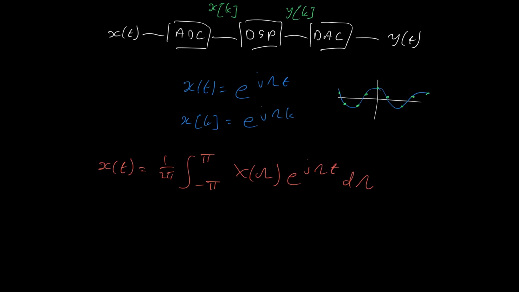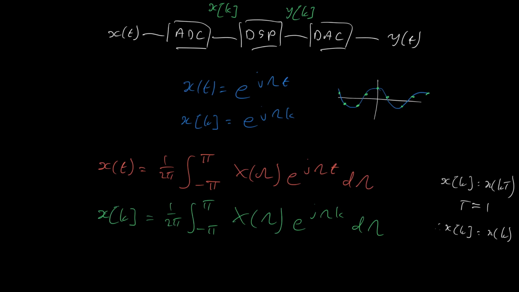Given this representation for x of t, we know immediately how we can represent x of k as a sum of sinusoids. Indeed, it's just given by the same formula, but with t replaced by k. Remember, when we sample, x of k is just equal to x of k times capital T, where capital T is the sampling period, and we are assuming our sampling period is 1. Therefore x of k is just equal to the continuous time version of x evaluated at time k, where k is an integer. Therefore, we get that x of k is the same as x of t, where we just replace t with k in here, which is the only difference between these two equations.